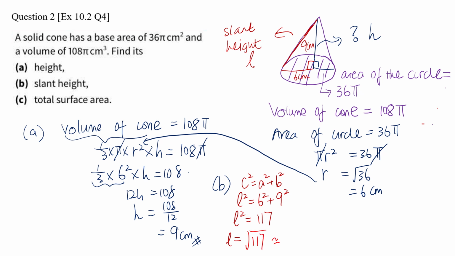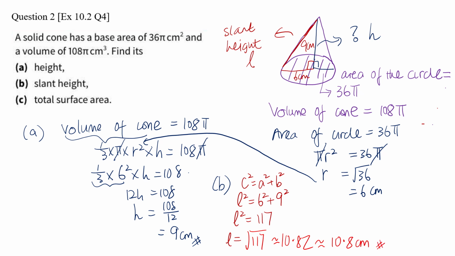Which is approximately, leave it to 4 significant figures. Only for the final answer, then 3 significant figures. So the final answer will be 10.8 centimeters. So that is your slant height.